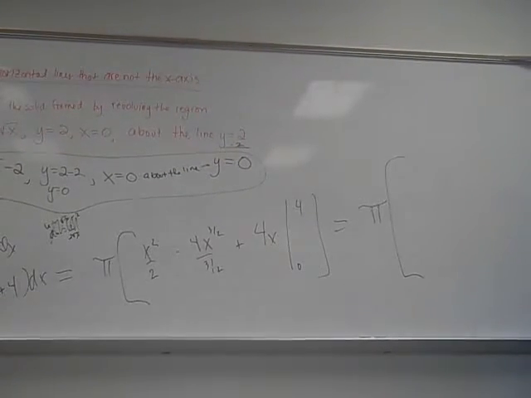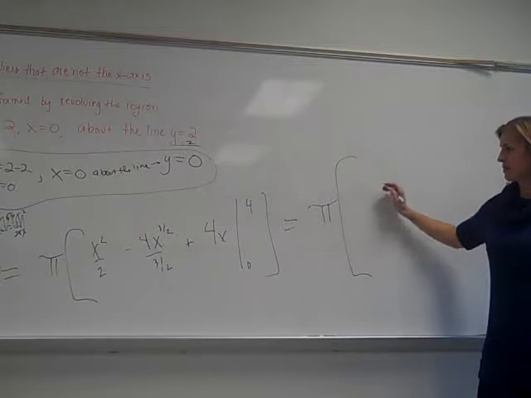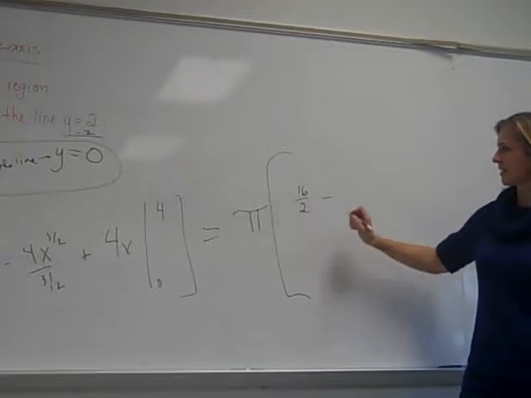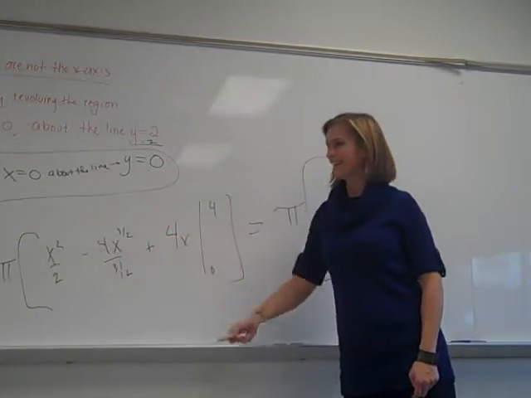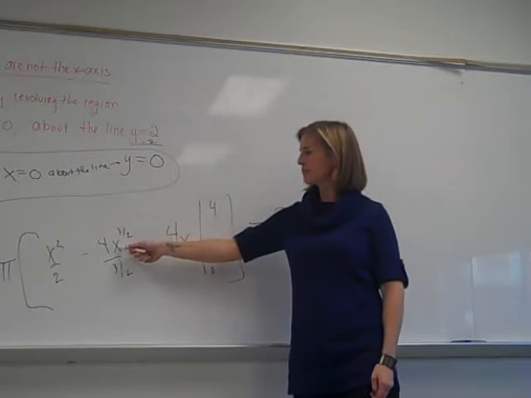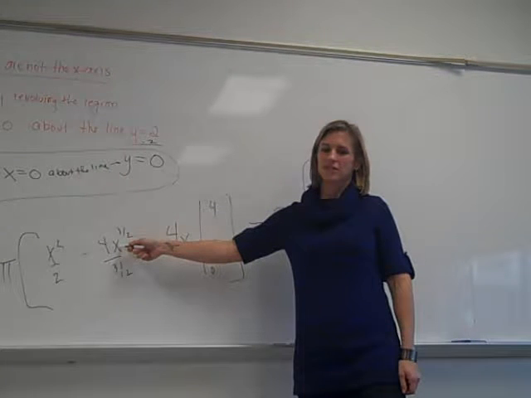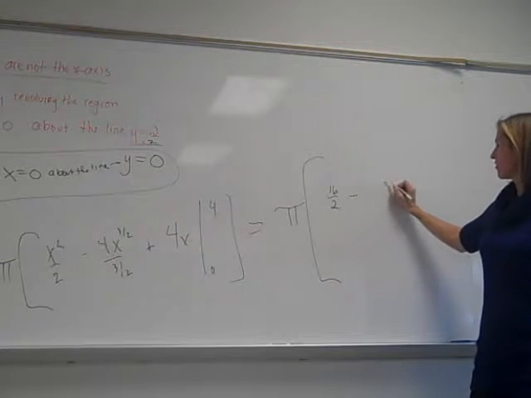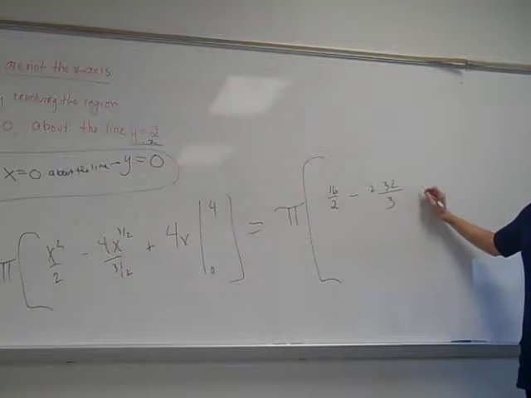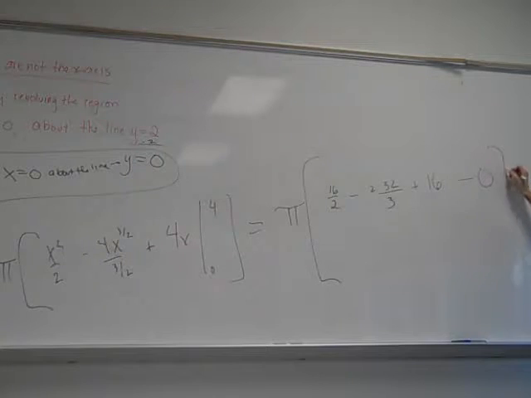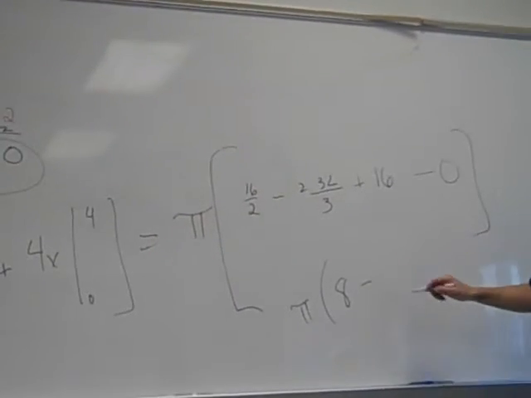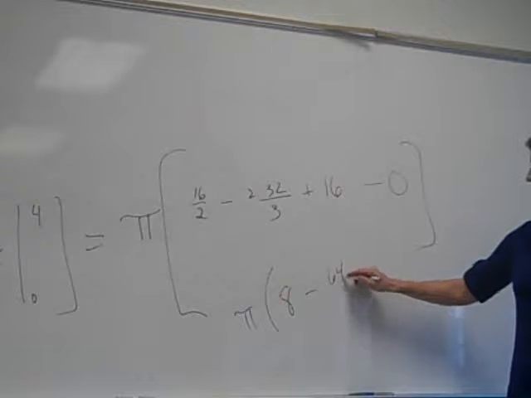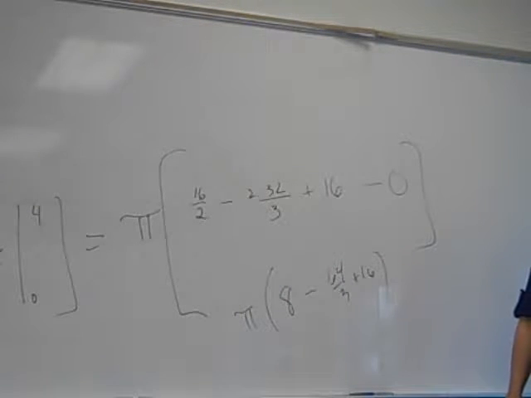So then if I really want to do this, I got to plug in the 4. So 4 into the first one is going to be 16 over 2. What's 4 to the 3 halves? 8, right? 8 times 4, so we got 32, and that's multiplied by 2/3. Plus 4 in the other one's 16, and then minus 0, because when I plug in the 0, they're all going to be zeros. So now we've got pi times 8 minus 64/3 plus 16.